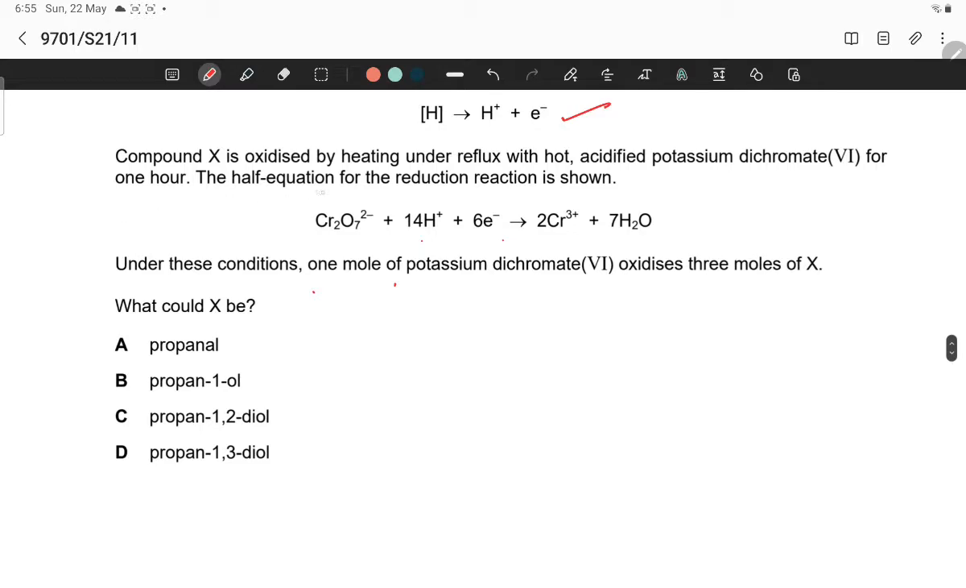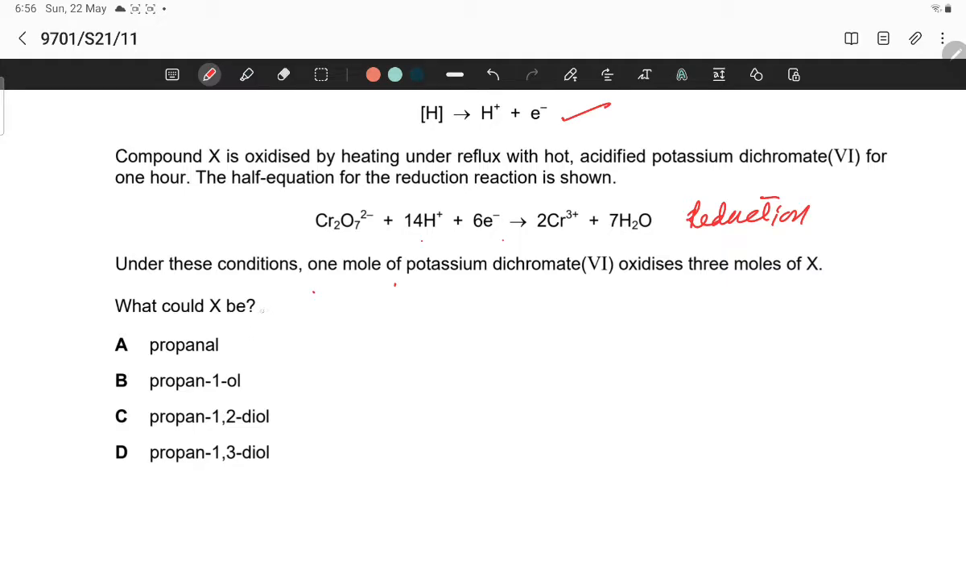Now compound X is oxidized by heating under reflux with hot acidified potassium dichromate(VI) for 1 hour. The half equation for the reduction reaction is shown: Cr2O7 2- + 14H+ + 6 electrons. This is the reduction reaction, and under this condition 1 mole of potassium dichromate oxidizes 3 moles of X. What could be X? Let's check.